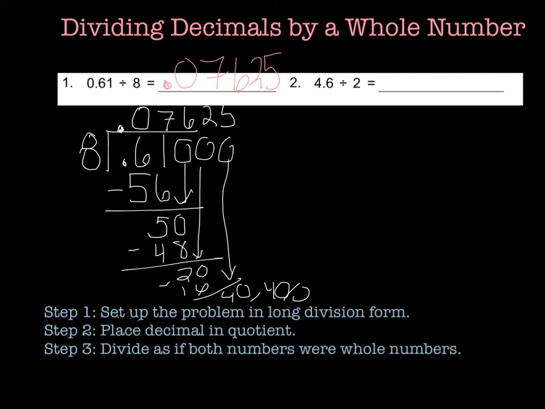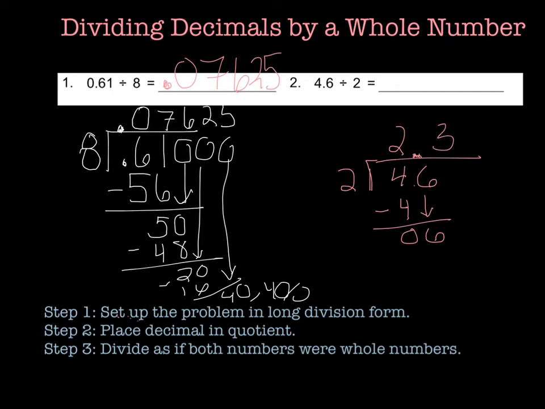Okay, now let's take a look at number 2. We have 4 6/10 divided by 2. So set up the problem in long division, check. Place decimal in quotient. So we're going to move the decimal into the answer. So now we can divide as if they were whole numbers. 2 goes into 4 2 times. So that would give me 4, with 0 left over. Bring down your 6. 2 goes into 6 3 times. Exactly. So we can stop. So that would be 2 3/10.